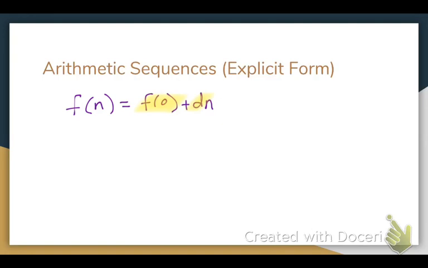So let's do an example together. I'm going to write down an arithmetic sequence and we're going to plug it into this equation. So write down the sequence with me. Let's go 0, 3, 6, 9, 12.